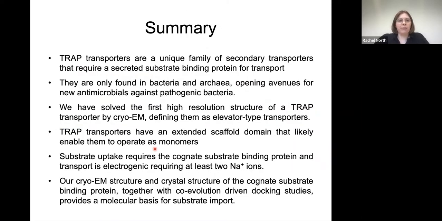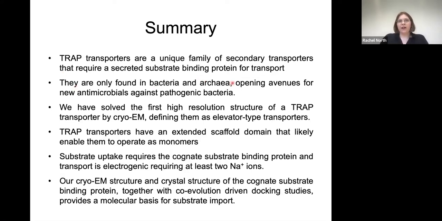And so I'll just wrap up now. In summary, TRAP transporters are a unique family of secondary transporter that require a secreted substrate binding protein for transport, in a manner analogous to ABC importers, but the ABC importers are obviously primary transporters. TRAPs are really interesting, being the only secondary transporter that we know of that uses this substrate binding protein to deliver substrate. TRAPs are only found in bacteria and archaea.